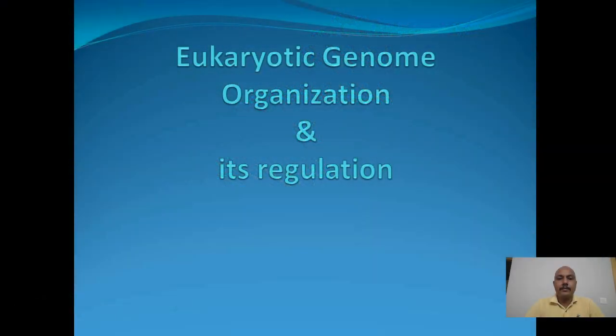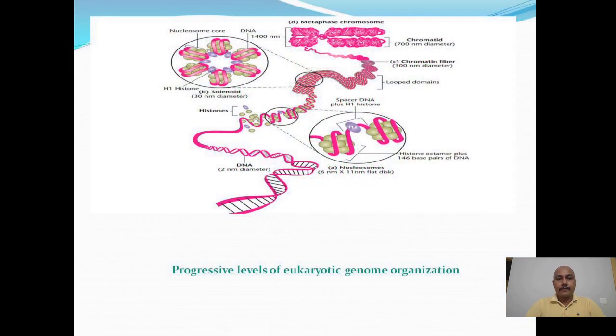Greetings of the day. We are going to discuss the eukaryotic genome, its organization and regulation. In this brief video, we can consider the 4 different levels of eukaryotic genome organization. The DNA is of 2 nanometer diameter. When this DNA is wrapped around histone octamers made up of different types of histones, it assumes a 10 nanometer fiber.